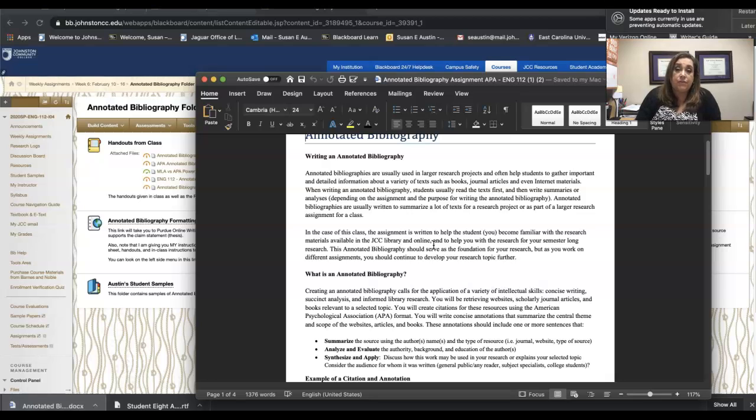You may have an instructor in the future that requires something different. That instructor may also require something different for the actual annotation information that they're looking for, and they should supply that to you with the assignment sheet.